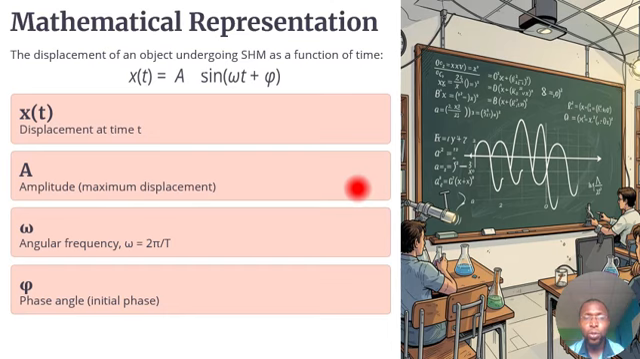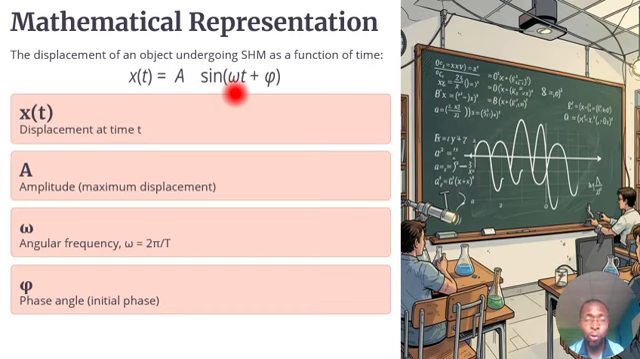All right. So there is a mathematical representation of simple harmonic motion, and here it is, where you have x equal to capital A sine (wt plus theta). The x there represents the displacement. The A is the amplitude. Amplitude is maximum displacement.